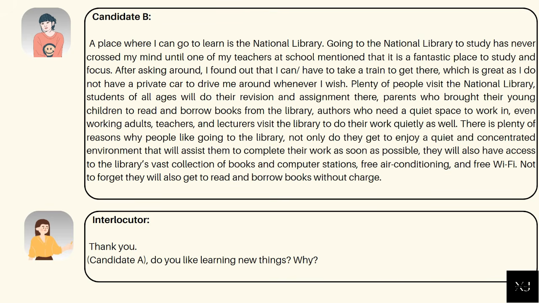Going to the National Library to study had never crossed my mind until one of my teachers at school mentioned that it is a fantastic place to study and focus. After asking around, I found out that I can take a train to get there.